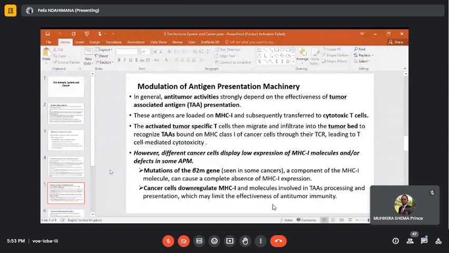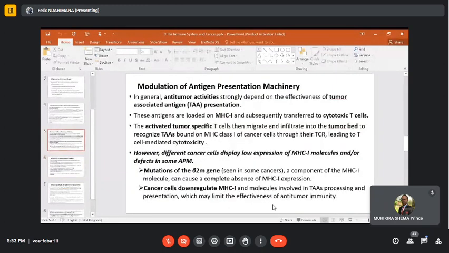There is again modulation of antigen presentation machinery. In general, anti-tumor activity strongly depends on the effectiveness of tumor-associated antigen presentation. This is normal for anything in our body. If we are able to present antigen, the antigen will be eliminated from the body. But if it's not presented, it won't be eliminated. So these antigens are loaded on major histocompatibility class 1, subsequently transferred to cytotoxic T cells. This is what we have seen.